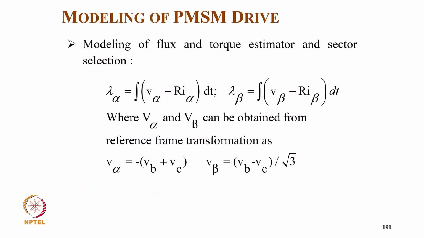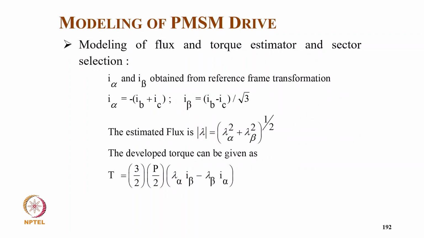So now coming to modeling of the flux estimator and selection table, lambda alpha equals the integral of v alpha minus R i alpha dt, and lambda beta equals the integral of v beta minus R i beta dt, where v alpha and v beta can be obtained from reference frame transformation as v alpha equal to minus vb plus vc, and v beta equal to vb minus vc by root 3. Similarly, I alpha and I beta are obtained from reference current transformation: I alpha equals minus Ib plus Ic, and I beta equals Ib minus Ic upon root 3. The estimated flux is the square root of lambda alpha squared plus lambda beta squared, and the developed torque can be estimated as T equals 3 by 2 times the bracket lambda alpha I beta minus lambda beta I alpha.